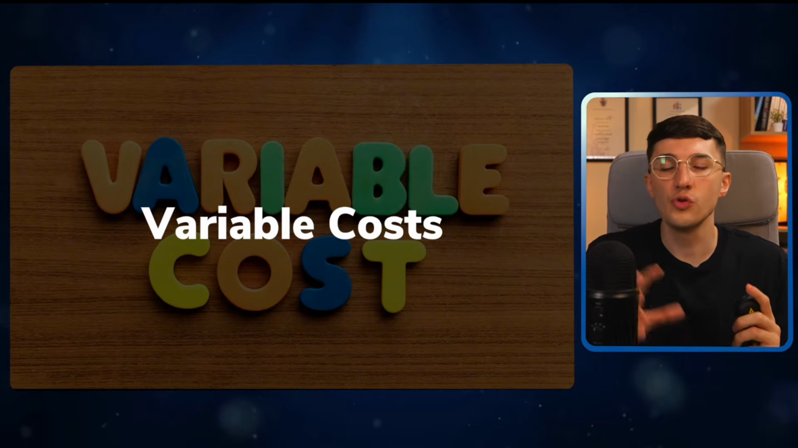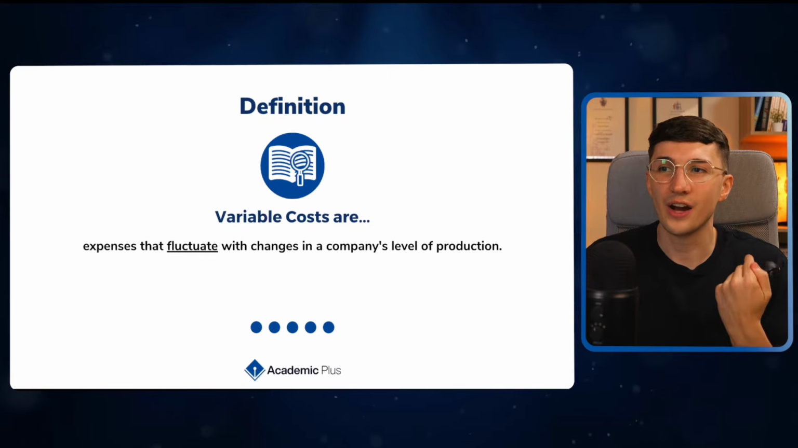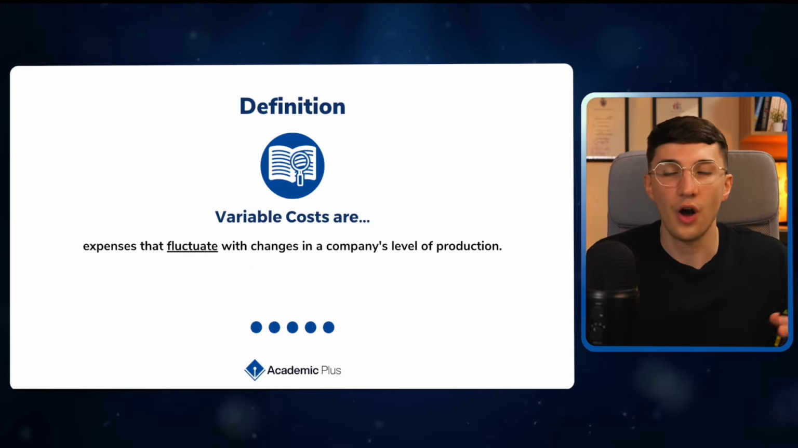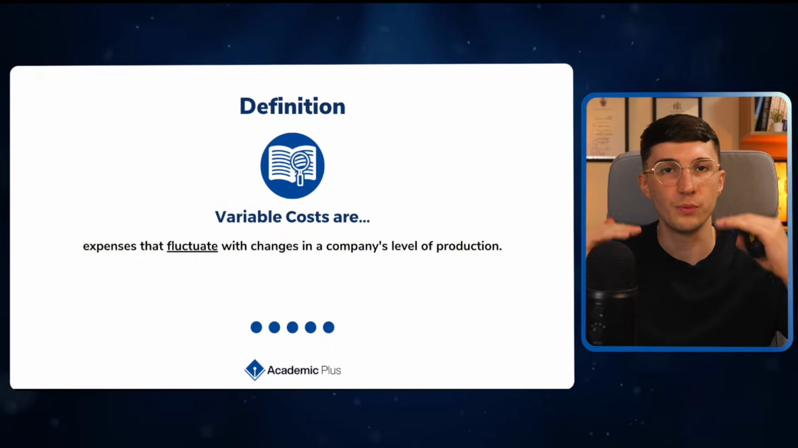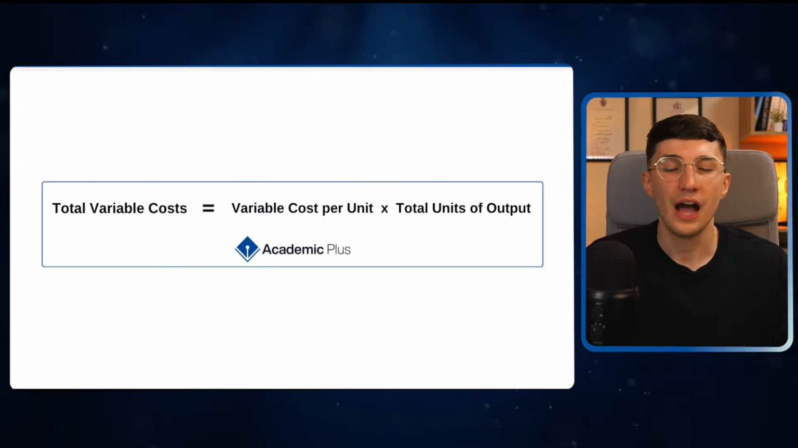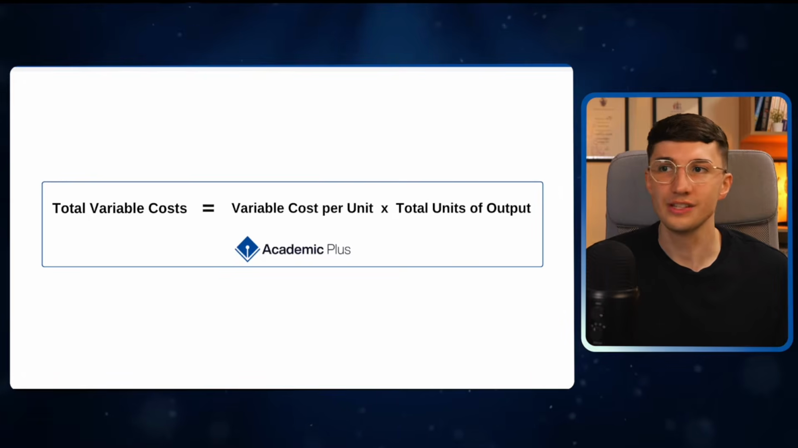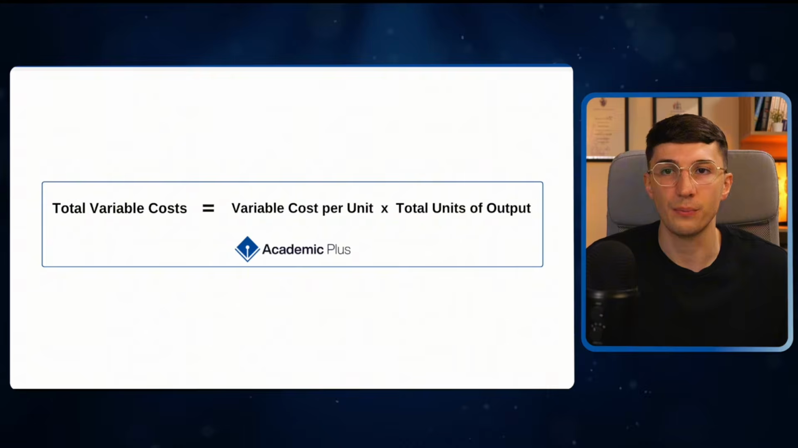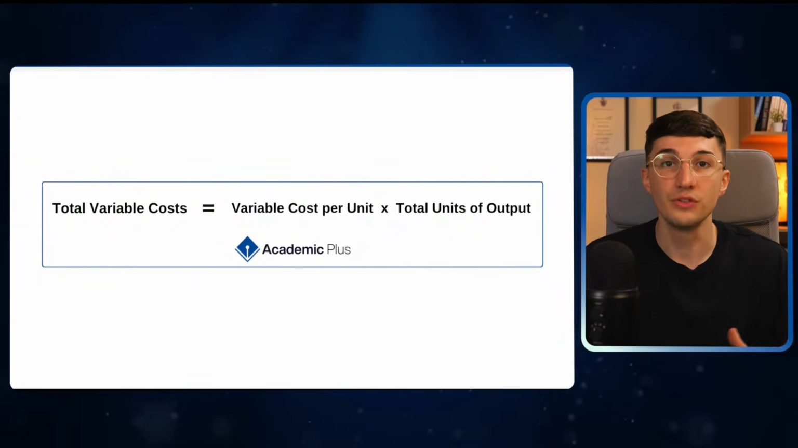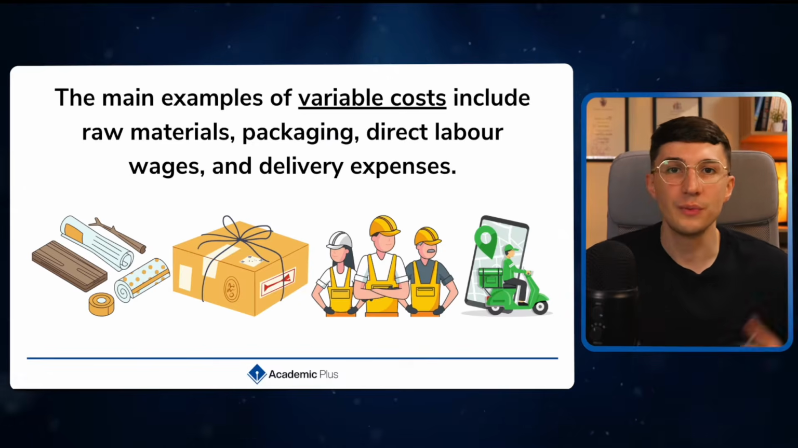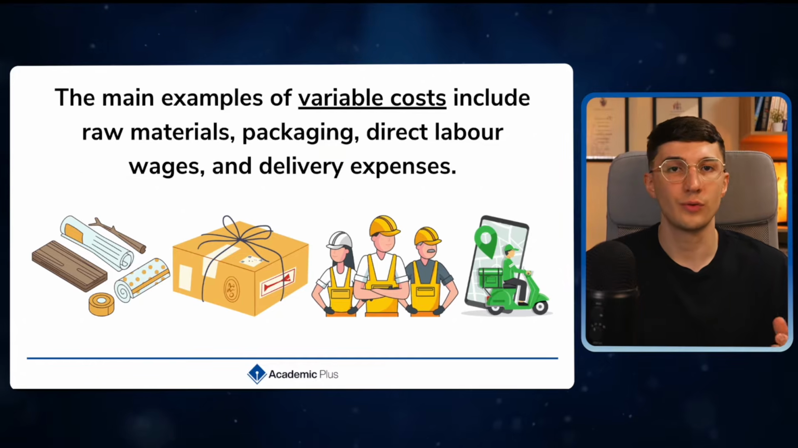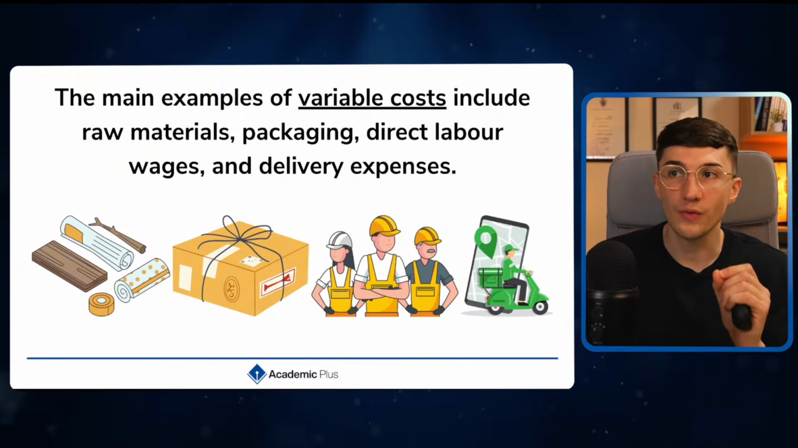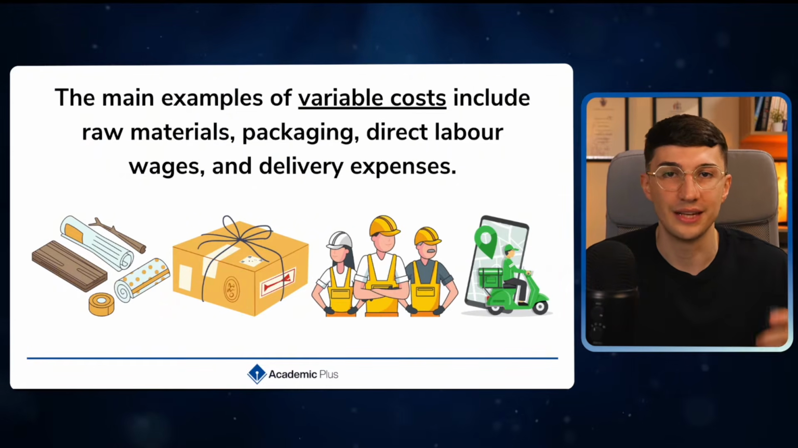So if fixed costs do not vary with the level of production, your variable costs will vary with the level of production. So the more that you produce, the higher your variable cost will be. And the less that you produce, the lower your variable cost would be. The way we calculate our total variable cost is that we take the variable cost per unit and multiply this by the total units of output. So as you can see, the more we produce, the higher our variable cost is going to be. Some examples will be our raw materials. Of course, the more products that we build, the more raw materials that we use. The packaging, the direct labour wages, and of course, if we do any delivery expenses.